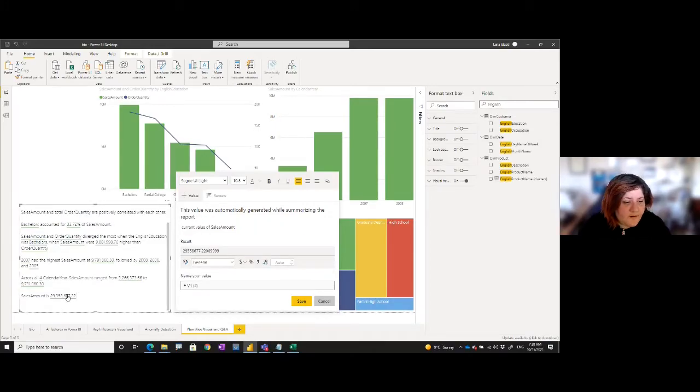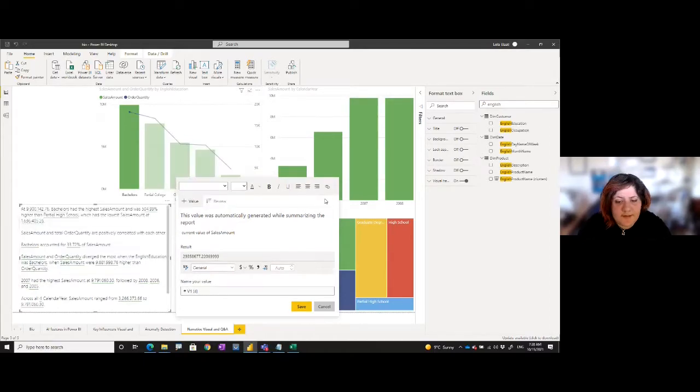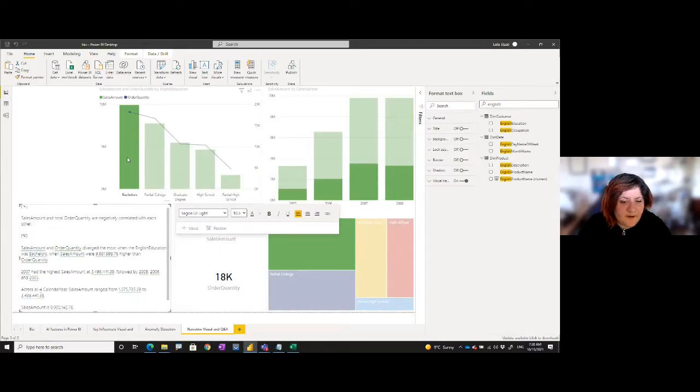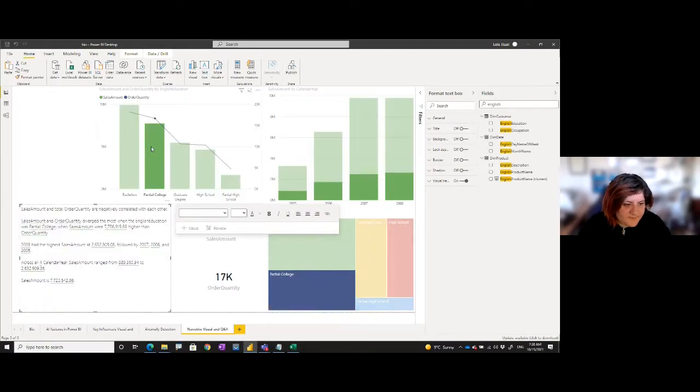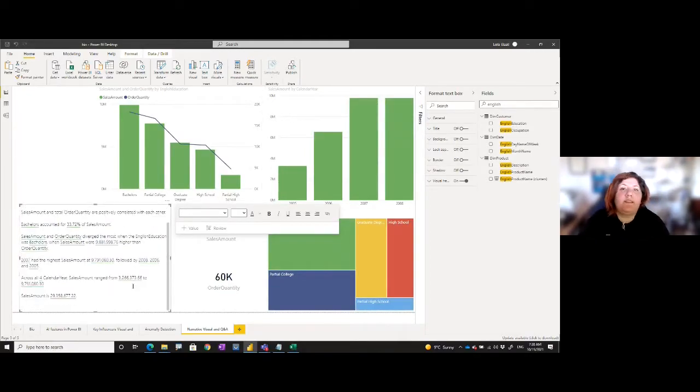For example, what is the current sales amount, and it is even interactive. If I choose just one of the parts, all of the story can be impacted. So it provides a narrative about what is happening in the data to explain that. For example, across 4 calendar years, sales amount ranges from this amount to this. So it provides an overview through that.